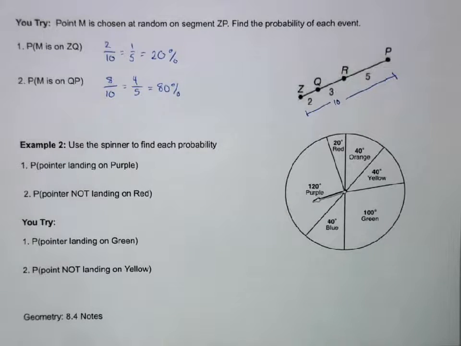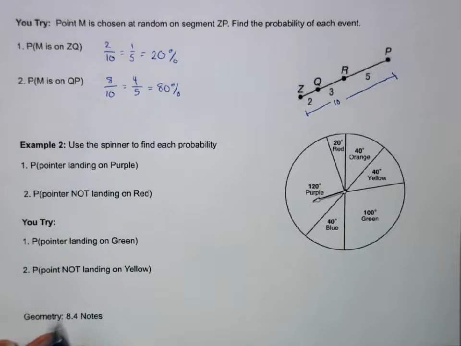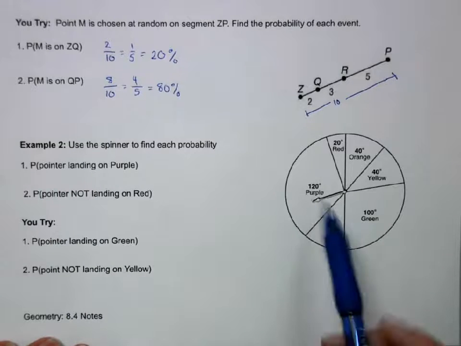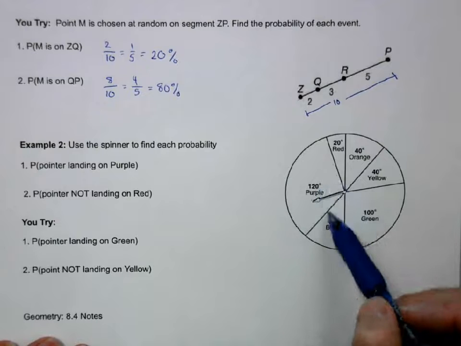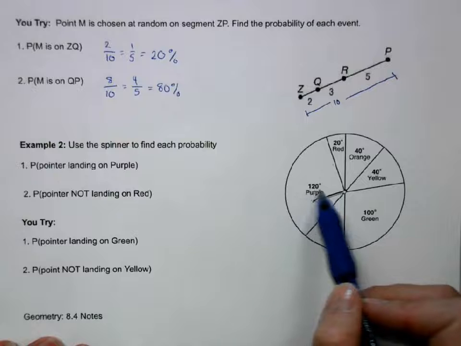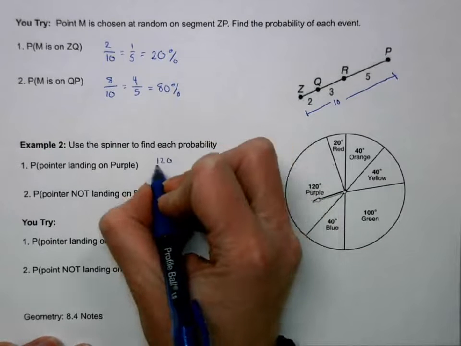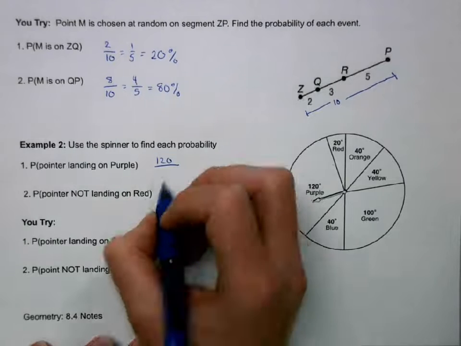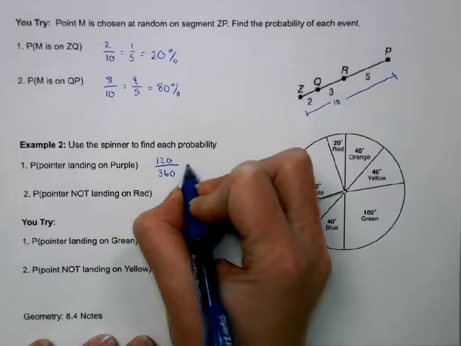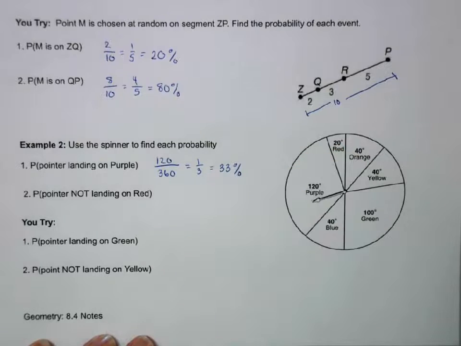All right, a spinner is a form of geometric probability because it depends on how big each of these slices are. So what is the probability of the pointer landing on purple? Well, purple's here. So it's got this portion of the circle. So its probability is obviously going to be higher than these smaller ones. It's going to depend on the central angle here. So the probability of purple is going to be 120 over the entire circle, which is 360. So this ends up being 1/3, which is 33%.